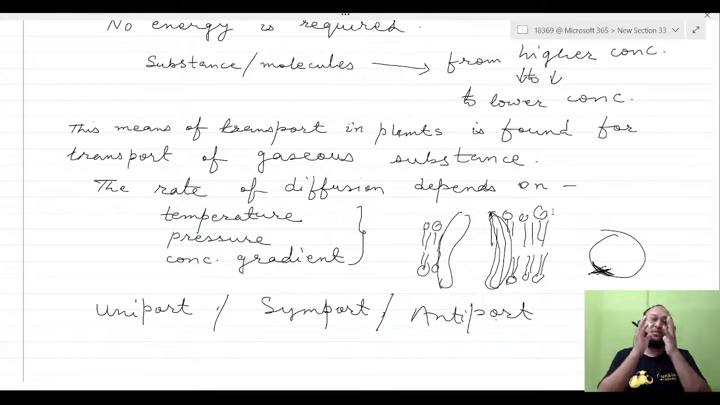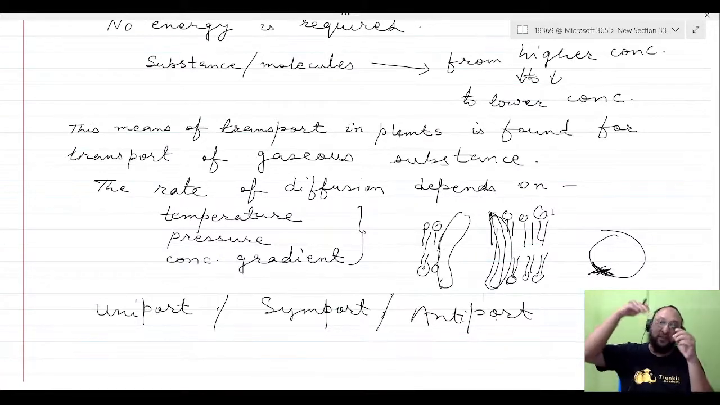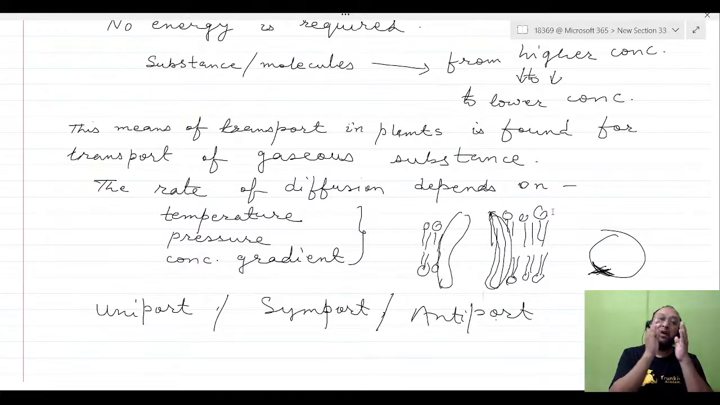The channels, that is the protein channels, present in the plasma membrane, some are uniport, some are symport, and some are antiport.